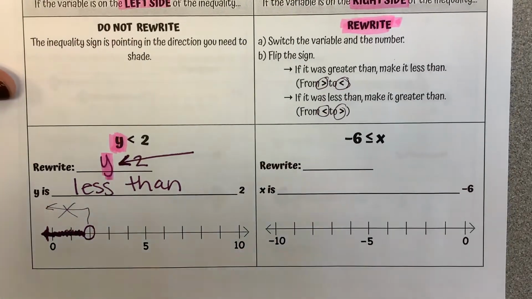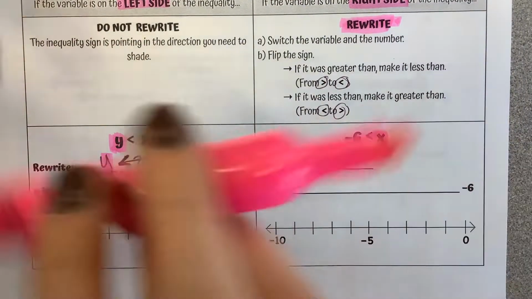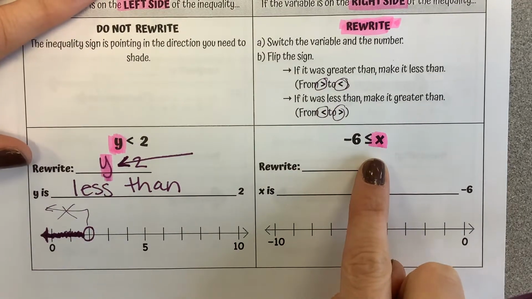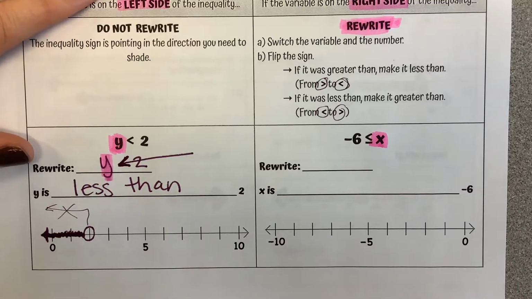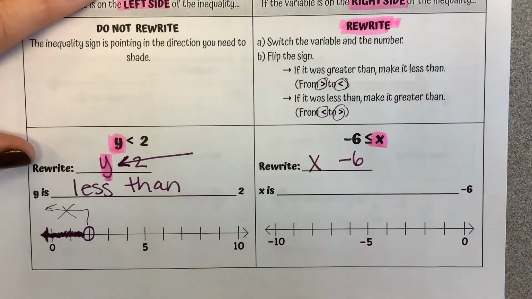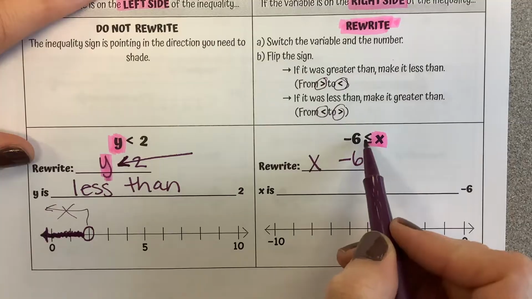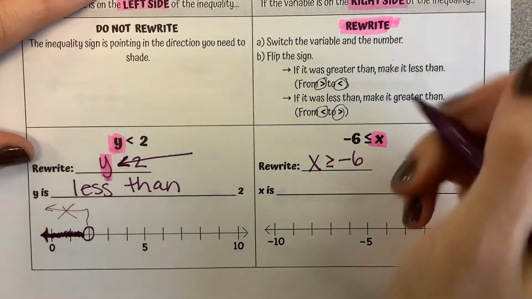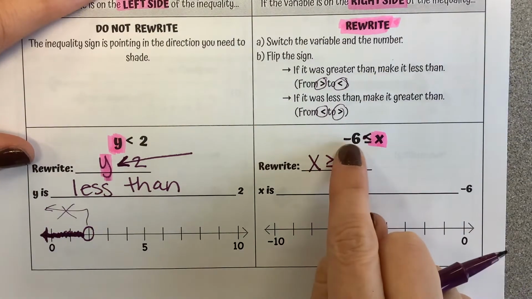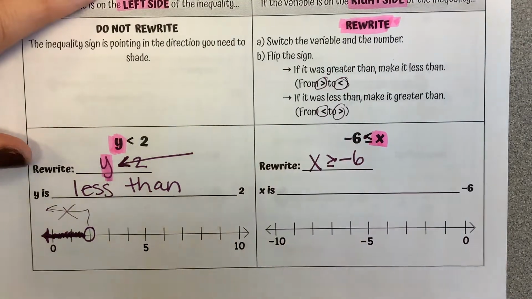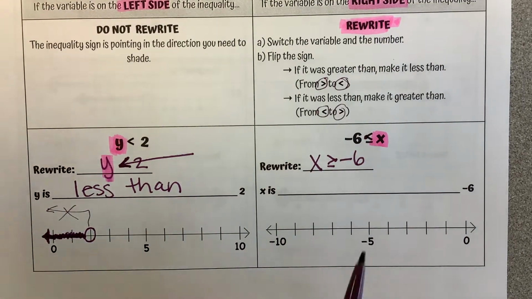Looking at this example, I highlight my variable. My variable is on the right side of the inequality. I want it on the left to make it easier to graph, so I'm going to flip these. I'm going to move my x to the left and -6 to the right. But since I flipped those, I also need to flip my sign from less than or equal to, to greater than or equal to. If I look, the point was next to the 6, and it's still next to the 6. I just rewrote it, but it's still aiming in the same direction.